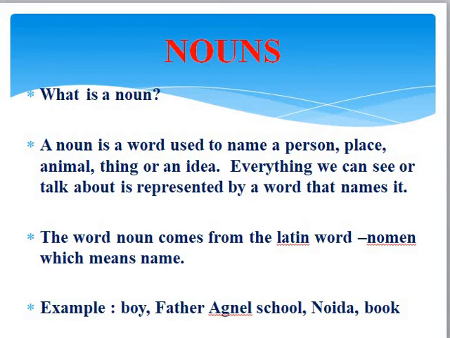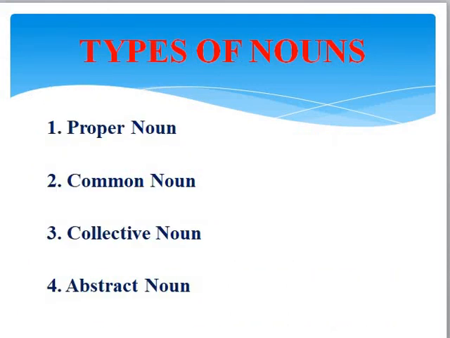So the word noun comes from the Latin word nomen, which means name. Example: boy, Father Agnell's school, Noida, book, pizza, toffee, girl, Ganga, Himalayas, India. These are all nouns. Now, let's come to the types of nouns. There are 4 types of nouns that we have learnt about: proper noun, common noun, collective noun, and abstract noun.